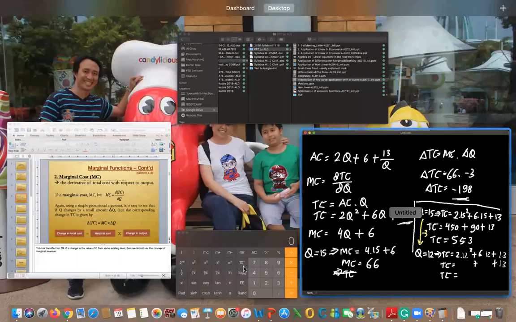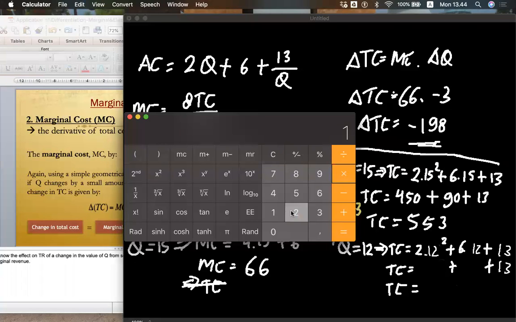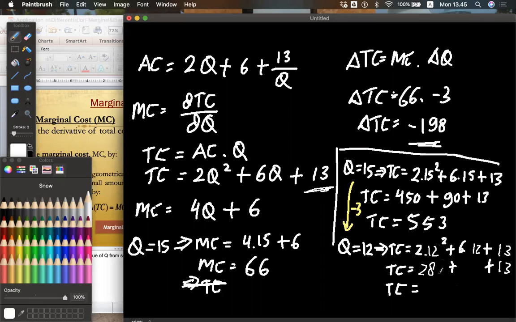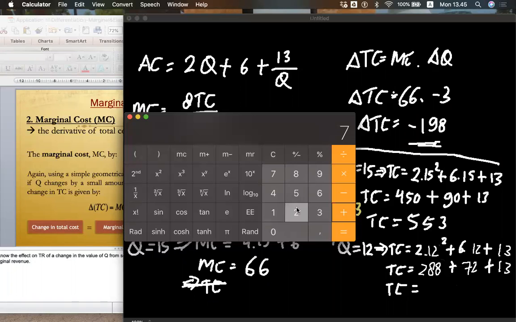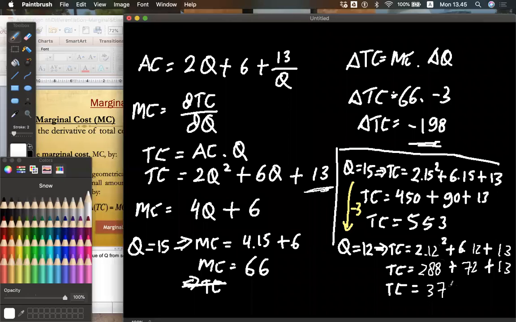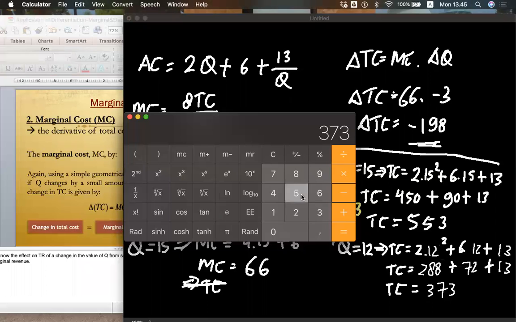So now 2 times 12 squared plus 6 times 12 plus 13 still, because the 13 is in the formula. This is the correct one. Let's calculate it. 6 times 12 is 72. 12 squared times 2 is 288. Then 288 plus 72 plus 13 is 373. 373 minus 553, or actually 553 minus 373, is 180, the change.